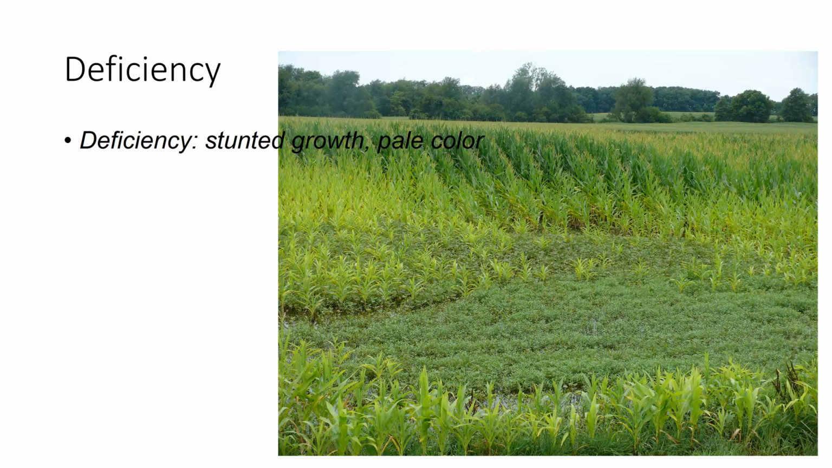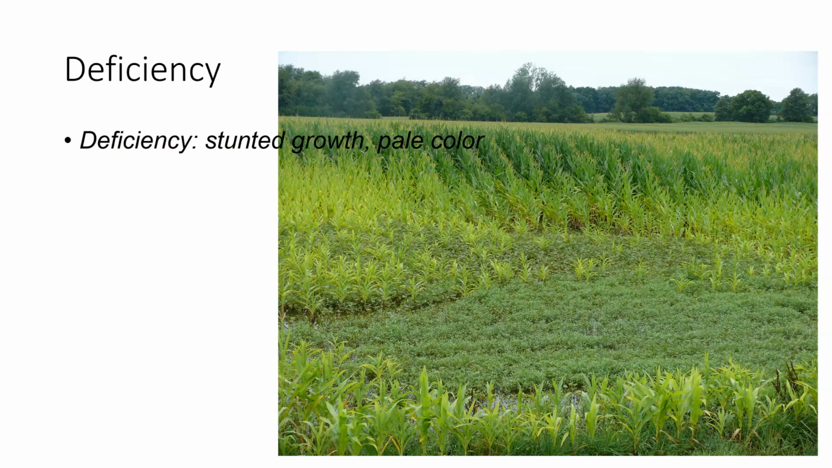If we look at deficiency, nitrogen deficiency looks a lot like deficiencies in a lot of other chemicals. Deficiency is stunted growth and a pale color. That doesn't tell you a whole lot. If we look at this planting here, you've got dark green in the background and light green in the foreground. The foreground's deficient in nitrogen. It could also be deficient in iron. It could be deficient in several other things that might give you similar characteristics. You have to be careful.